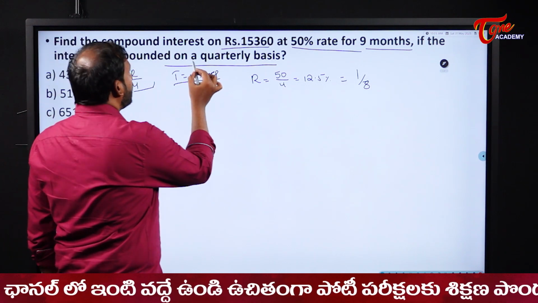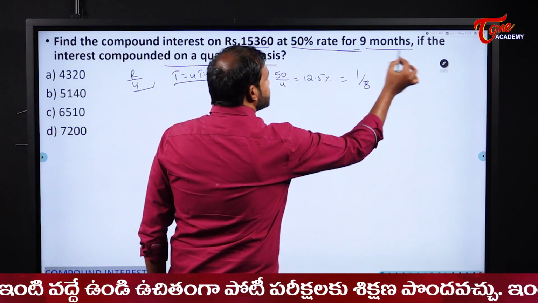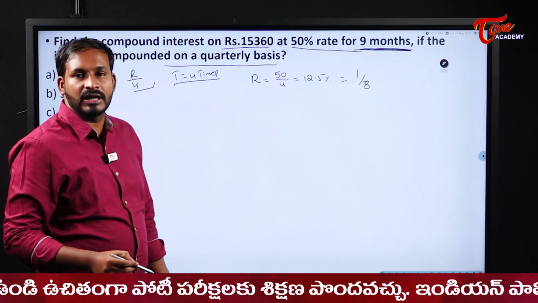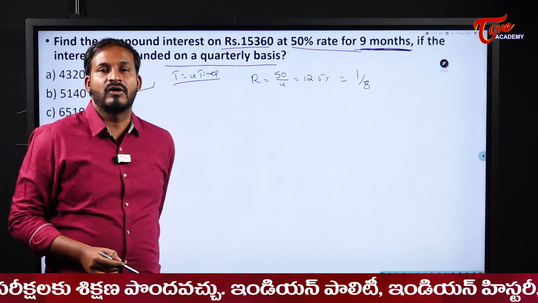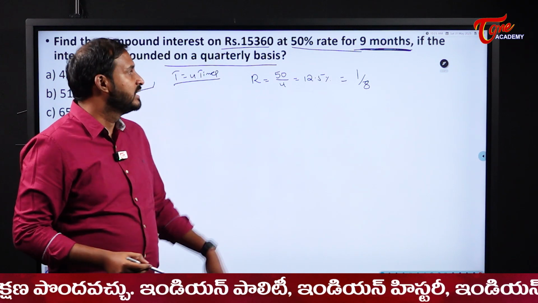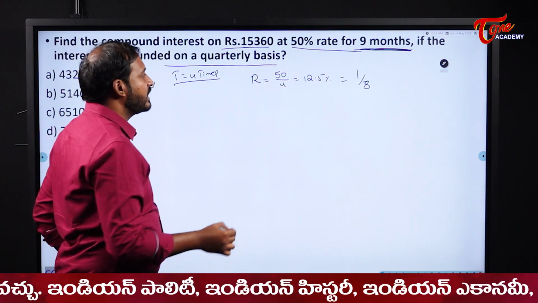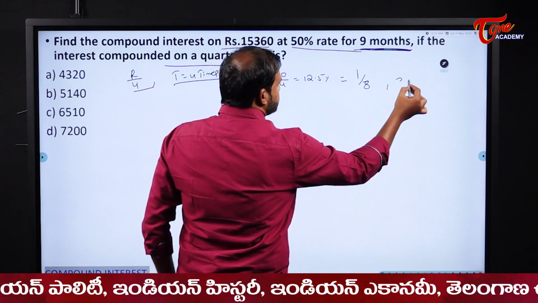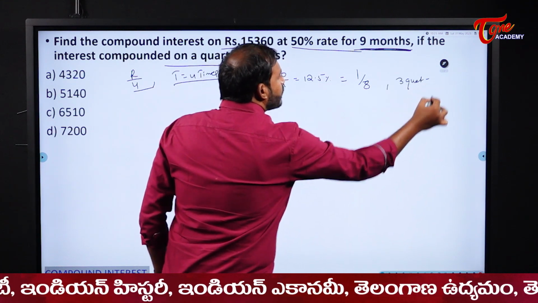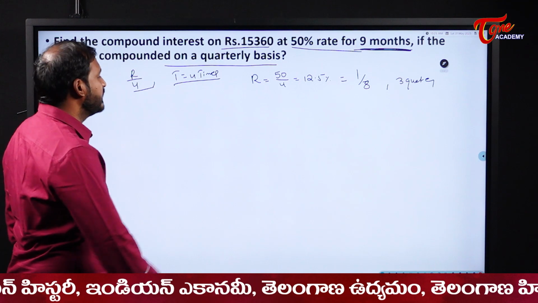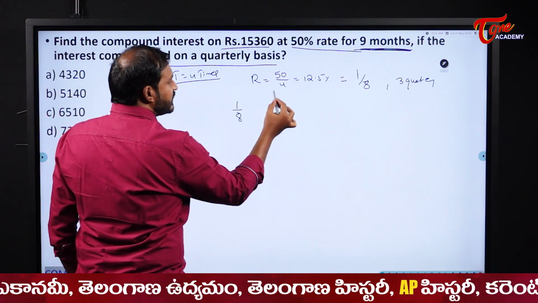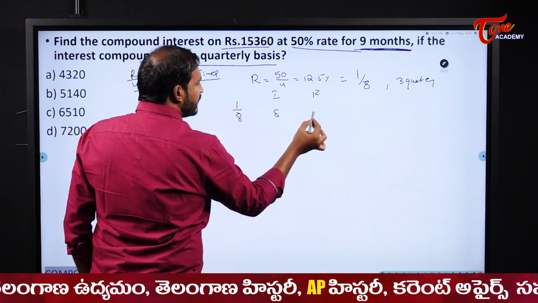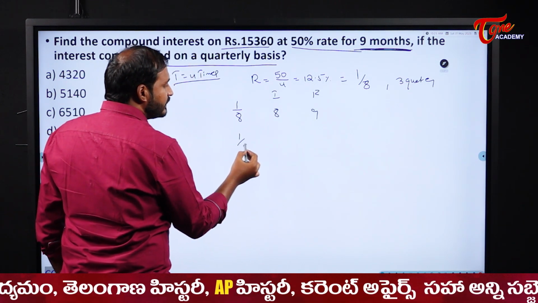And on a quarterly basis, for how many months? 9 months. How many quarter years does 9 months contain? A quarter year is 3 months, so 9 months means 3 quarter years. So very simple, as usual: 1 by 8, initial and final, 8, 9. 1 by 8, 8, 9.